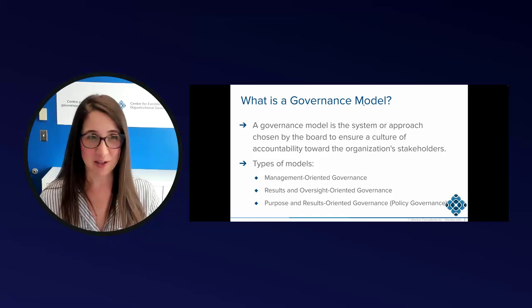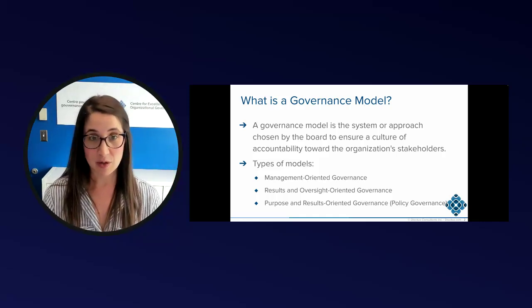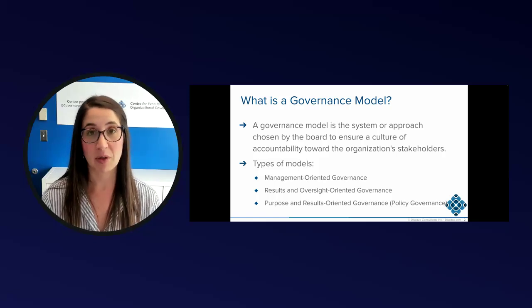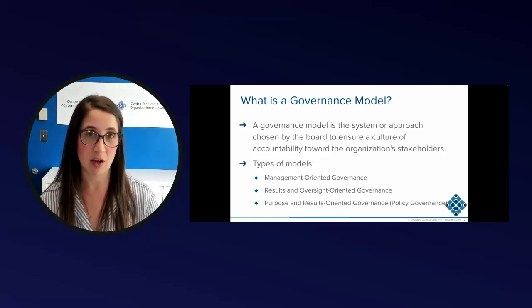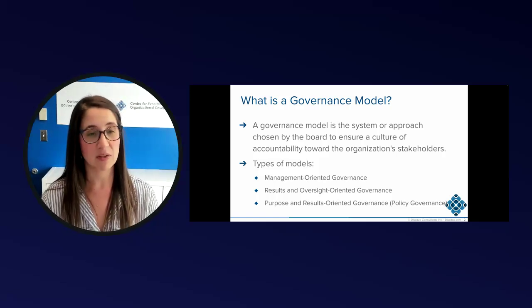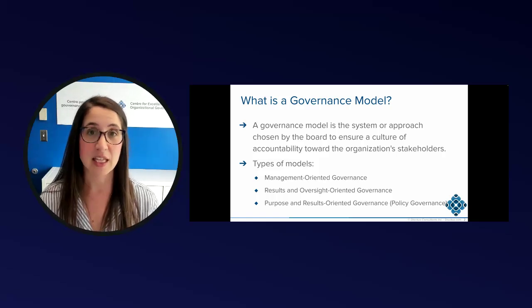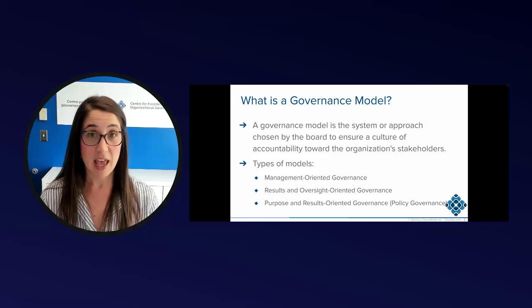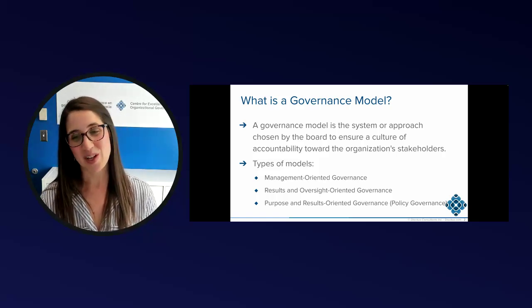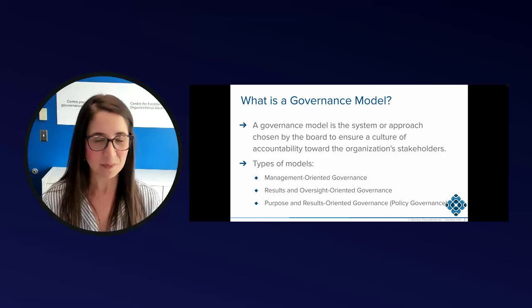So, what is a governance model? The governance model is the system or approach chosen by the board to ensure a culture of accountability towards the organization's stakeholders. There are three main types of governance models, the most common ones that we see out there. The first one is management-oriented governance. The second one is results and oversight-oriented governance. And the third one is purpose and results-oriented governance, or policy governance.